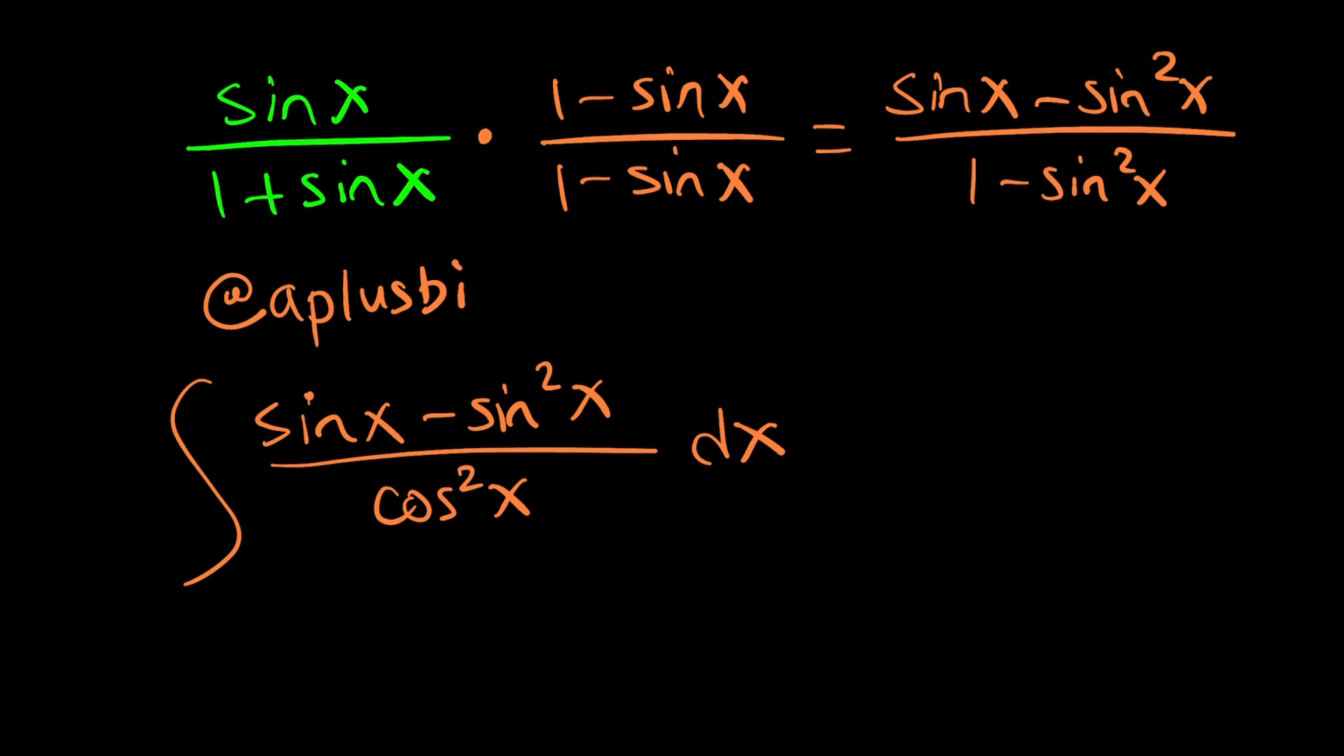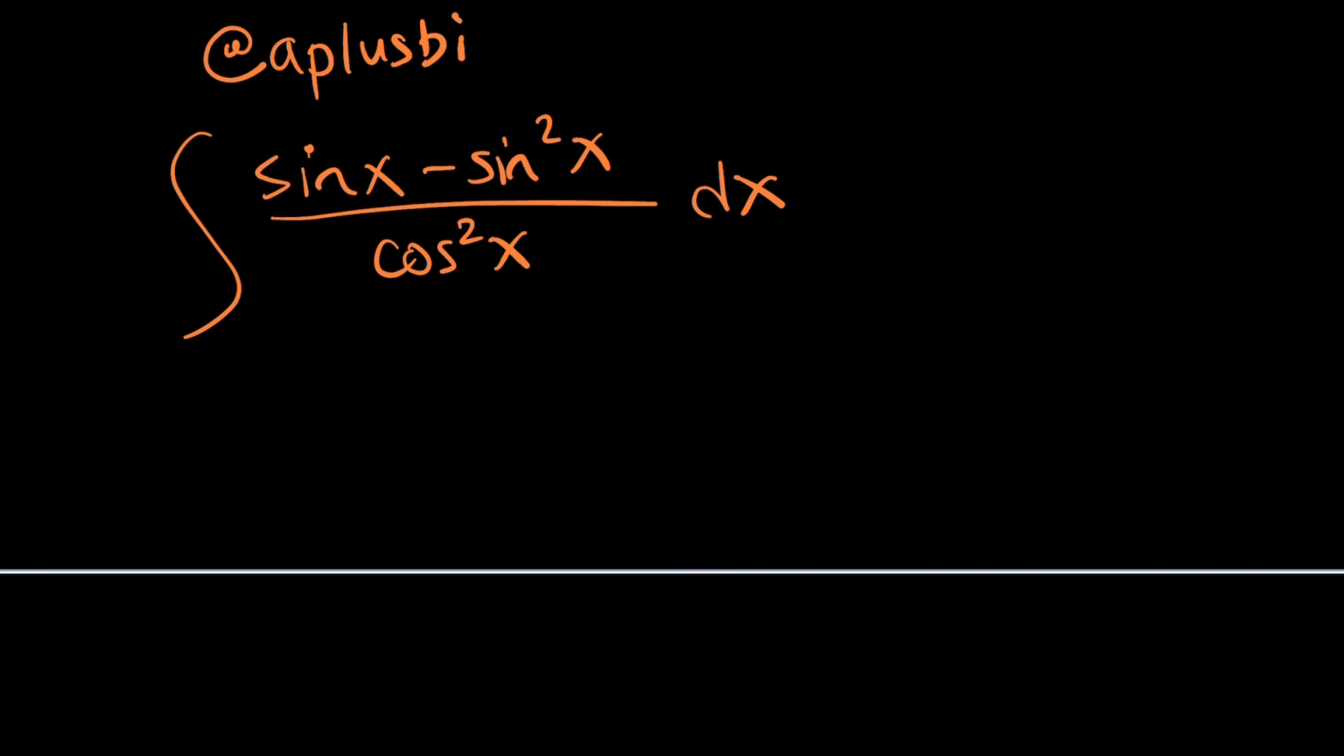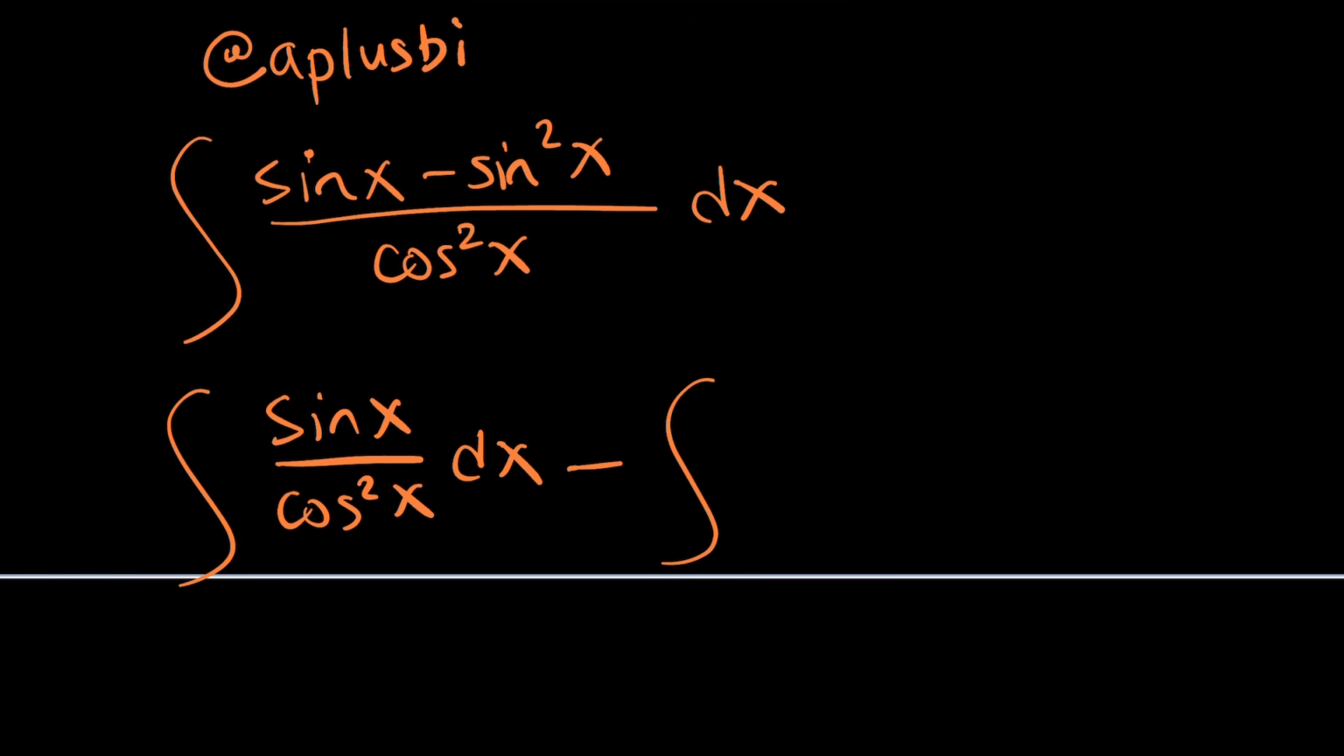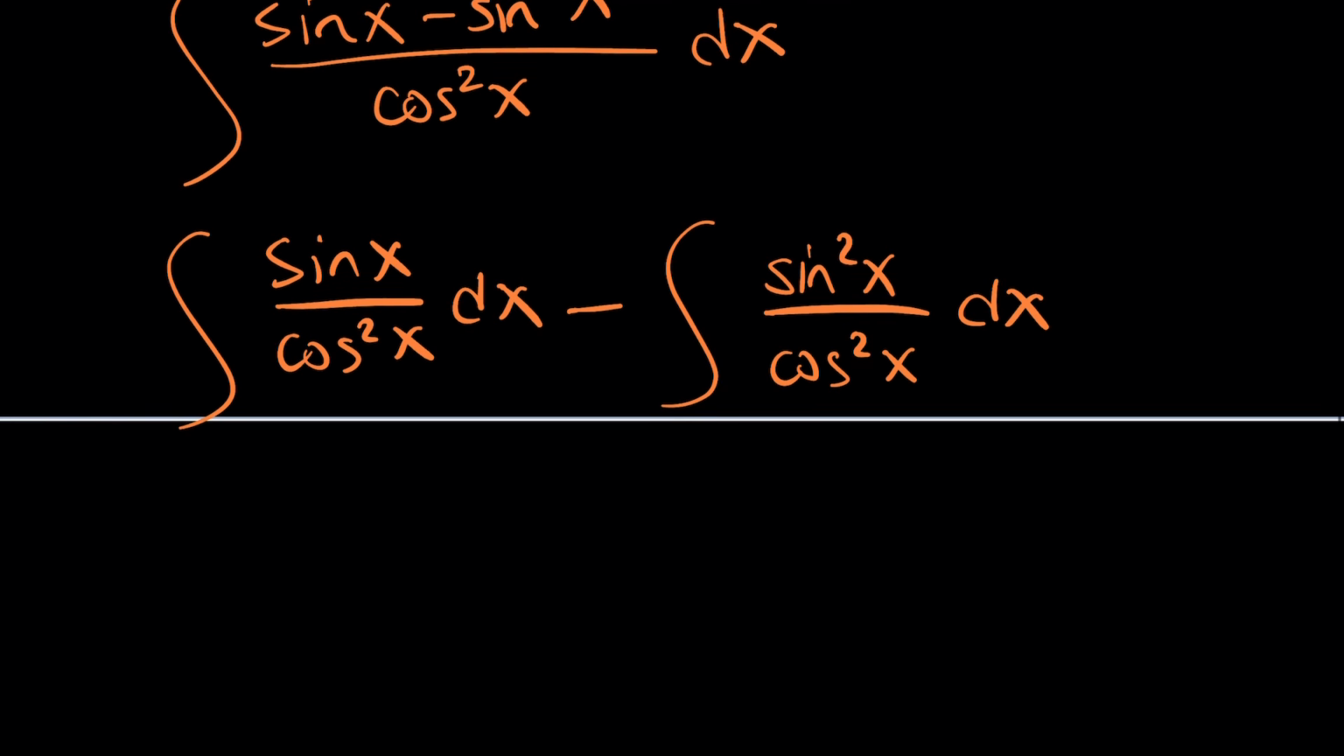And guess what we can do now? We have a single thing in the denominator, so we can split it, right? Kind of unsubtract two fractions. So we can kind of write it like sine x over cosine squared x dx, and then minus sine squared x divided by cosine squared x dx. Awesome. What about this? Well, we're going to split it up.